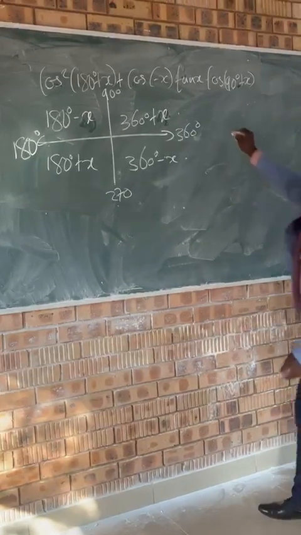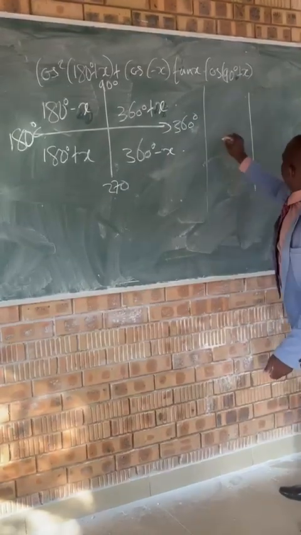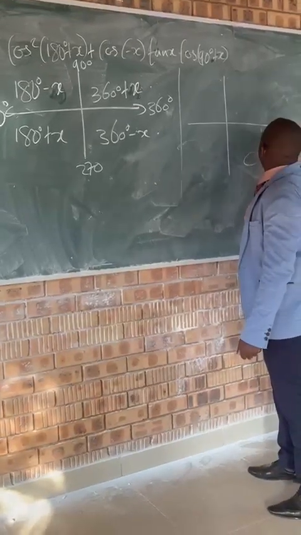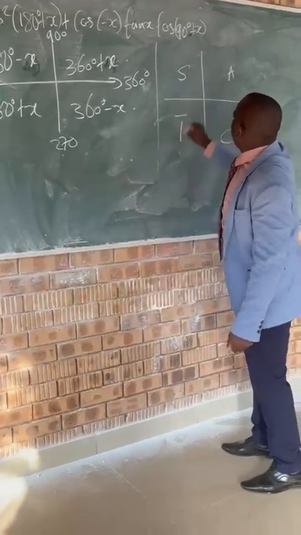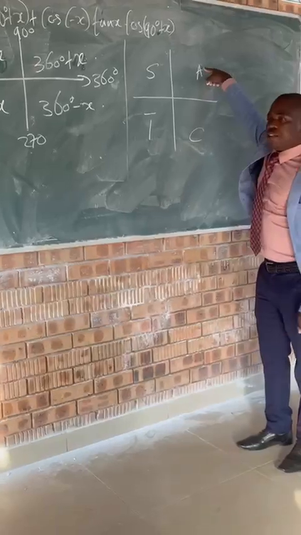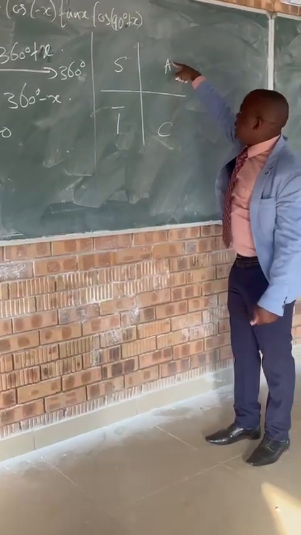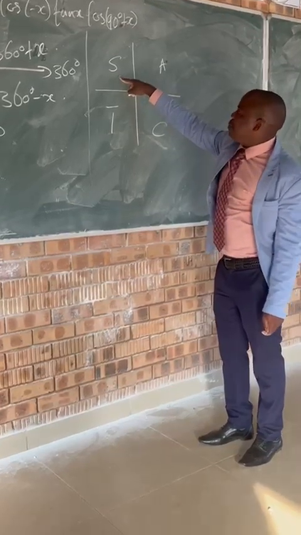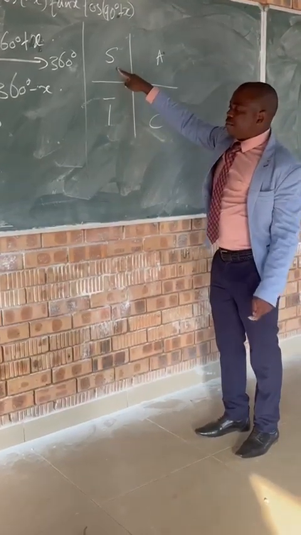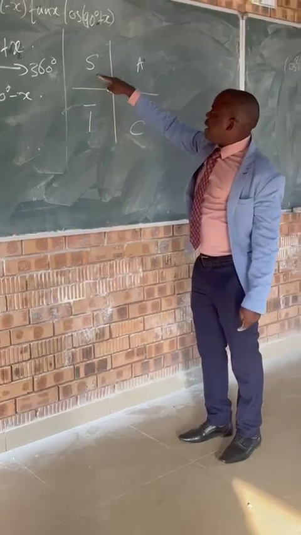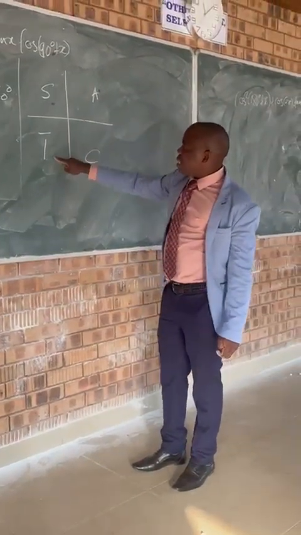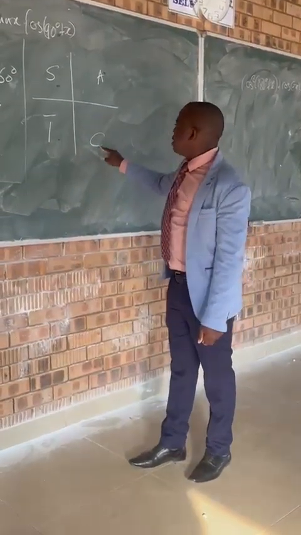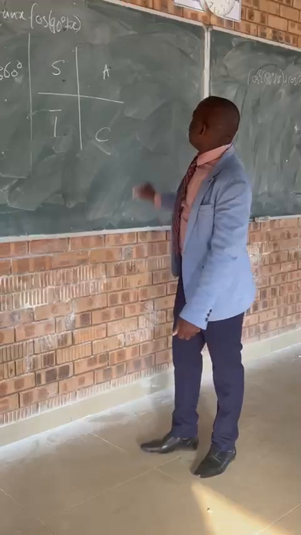Another very important concept is your ability to identify the sign of a trig ratio in different quadrants. This is called a CAST diagram. In this quadrant, all are positive: cos, tan, and sine. In this quadrant, it's only sine that is positive, and the rest are negative, tan and cos. In this quadrant, it's only tan that is positive, and the rest are negative. In this quadrant, it's only cos that is positive.